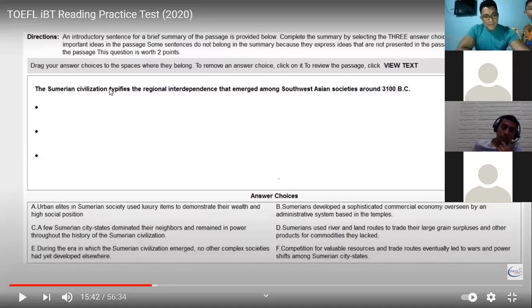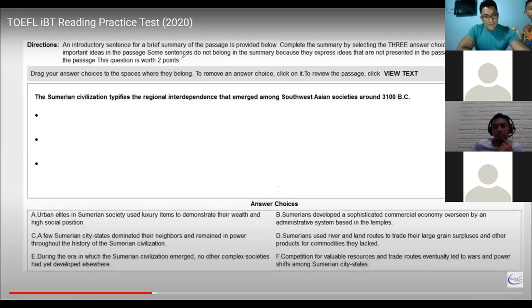The Sumerian civilization typifies the regional interdependence that emerged among Southwest Asian societies around 3100 BC. Okay. Very good. So, recuerdan que dijeron que la última vale más de un punto? Right. The question is worth 2 points. So try to do your best to answer this question, right?